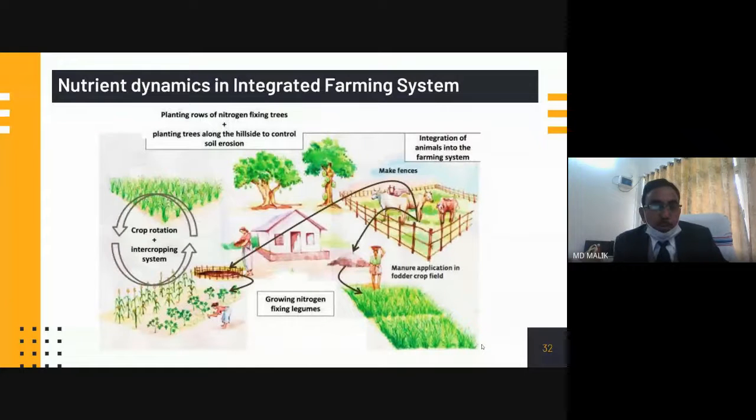We have to think about how the nutrient dynamics work, how nutrients flow in the integrated farming system approach. So we have to consider that aspect when planting rows of nitrogen fixing trees. Just as I have mentioned, when we select things, we select nitrogen fixing trees that add nutrients to the soil, and it is very good for that. Then when planting the trees, we have to think about how to check soil erosion on the hillside, so the hilly region. Then we maintain crop rotation and intercropping systems. Then the manures from the animal components which we are integrating into the farming system help in production of manure and its application in the fodder crop field. So that is very important.